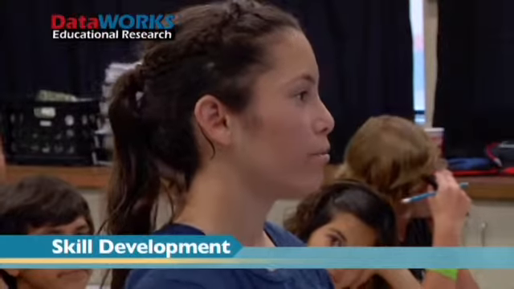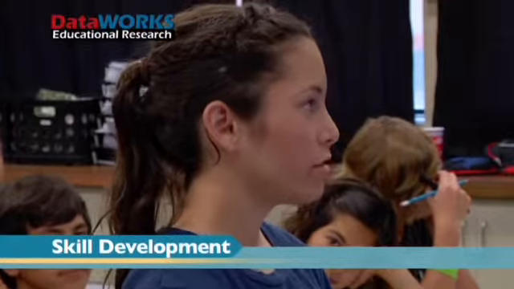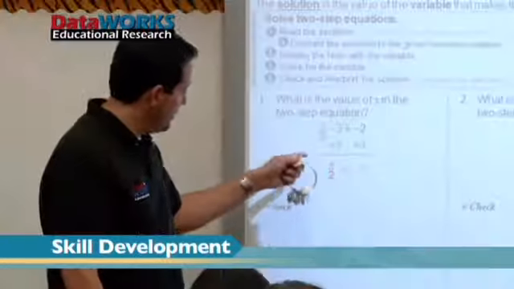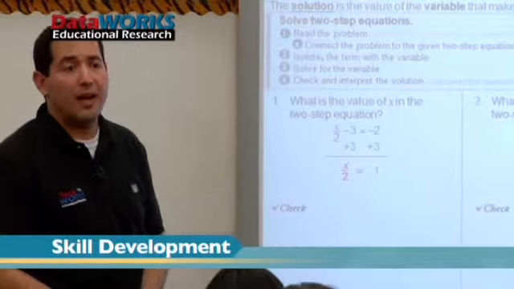You isolated the variable by doing the inverse operation. Very good. What was that inverse operation? The inverse operation was addition. Addition. I added 3 to both sides. That's how I isolate the variable.